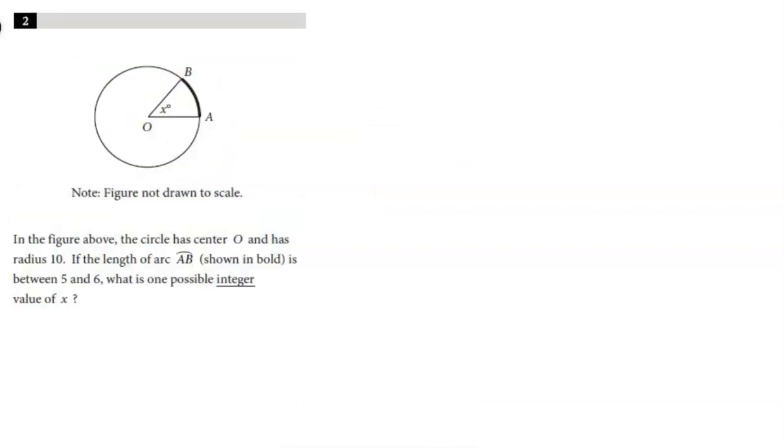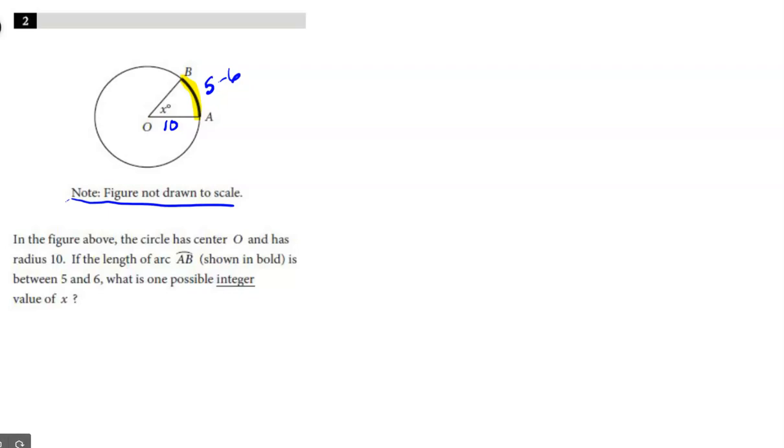Number two, one thing you need to see is the note: figure is not drawn to scale, so be careful here. That X might be way bigger or way smaller than it looks. Right now it looks like it's about 45. Center O has a radius of 10, so let me put that on here. Radius of 10. If the length of arc AB, shown in bold, is between 5 and 6, so this length right here is somewhere between 5 and 6, what is one possible integer?